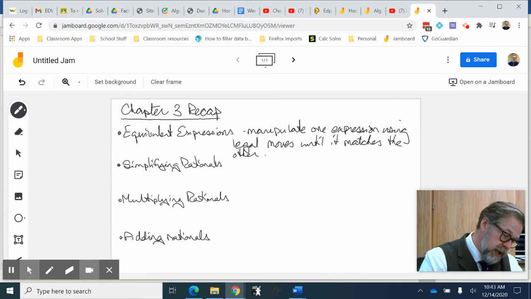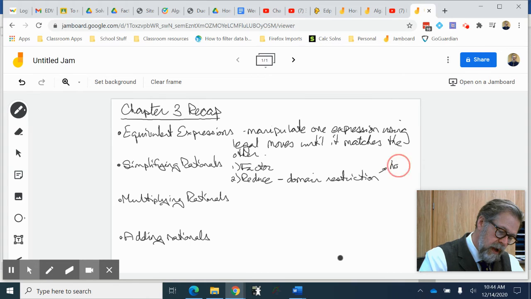Simplifying rationals, step 1 is always factor. Step 2 is reduce. And one of the things on your reduction is make sure you're making notes about your domain restrictions. And we talked about how do you tell if there's a hole in the graph versus an asymptote. A hole in the graph, you have ones, things that reduce, and asymptotes are just based on the denominator.